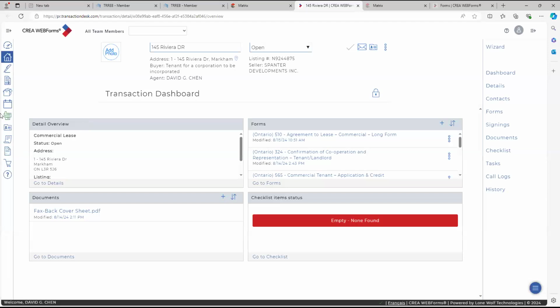So from there, you can create a transaction. But for this training purpose, I already created a transaction. So let's do it the other way.